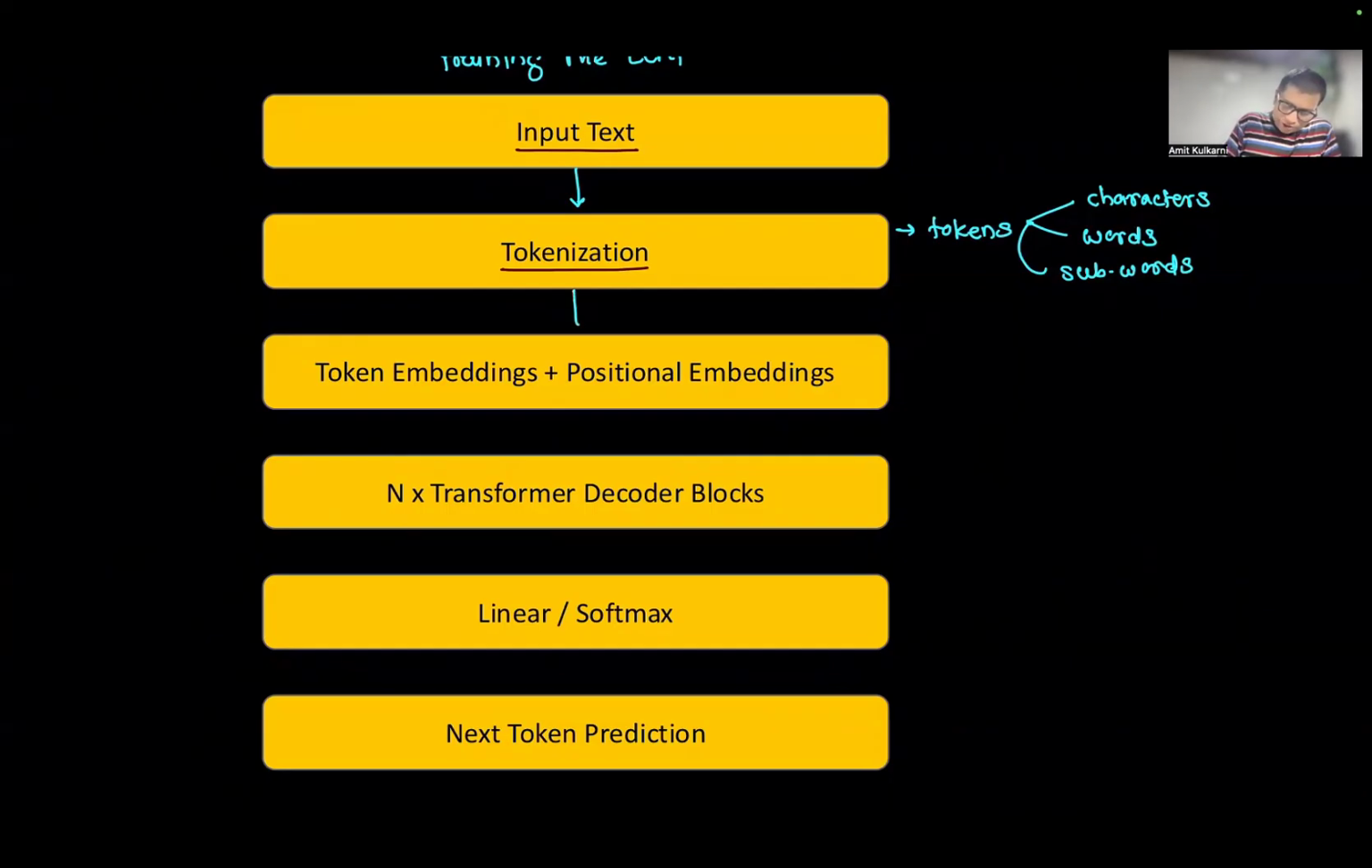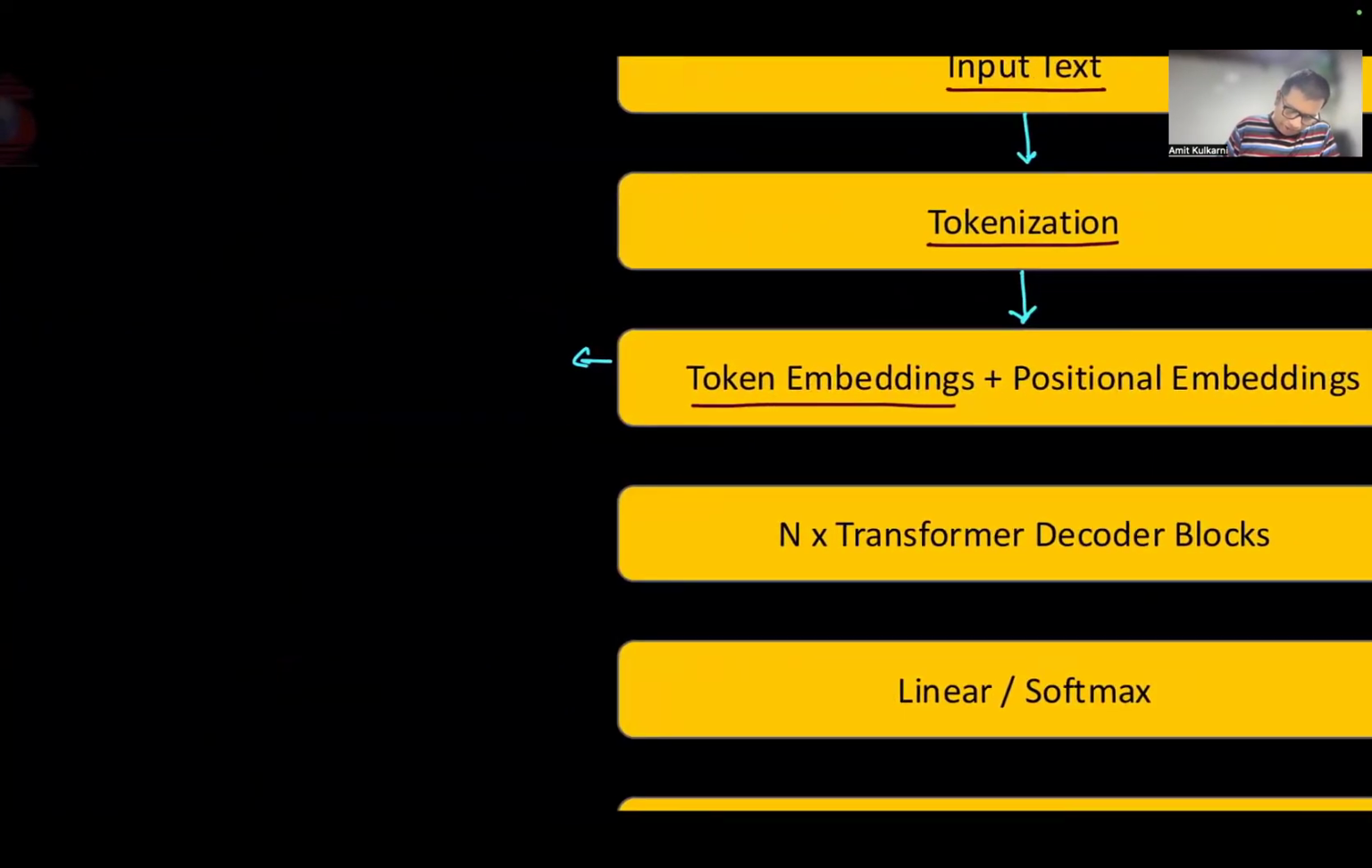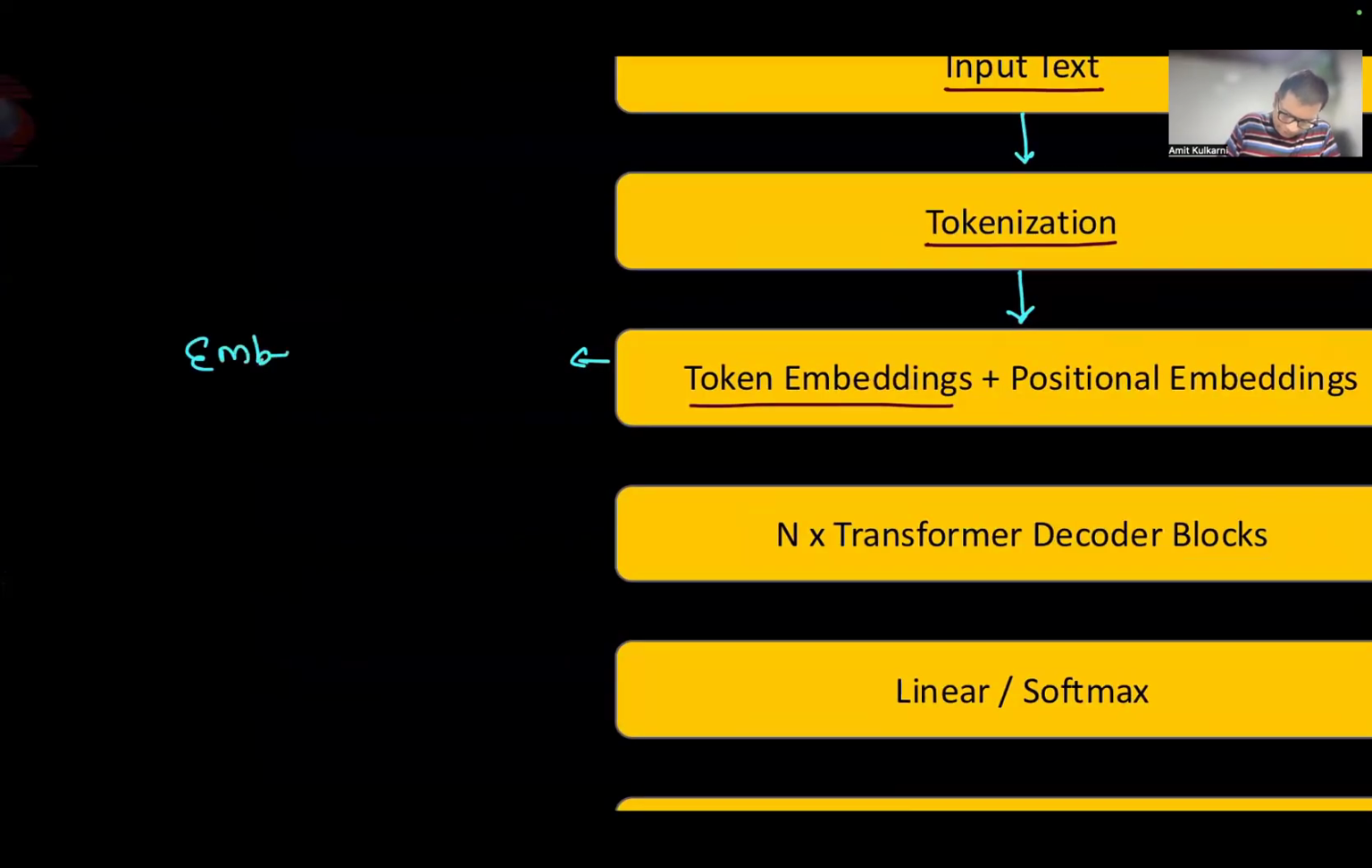The tokenization converts every text into tokens, and those tokens will get converted into something called token embeddings. Now, what's a token embedding? A token embedding is just a kind of embedding vector. More on that in tomorrow and day after tomorrow's session.